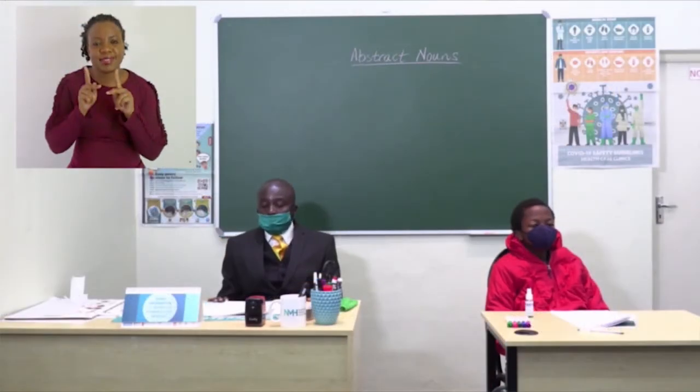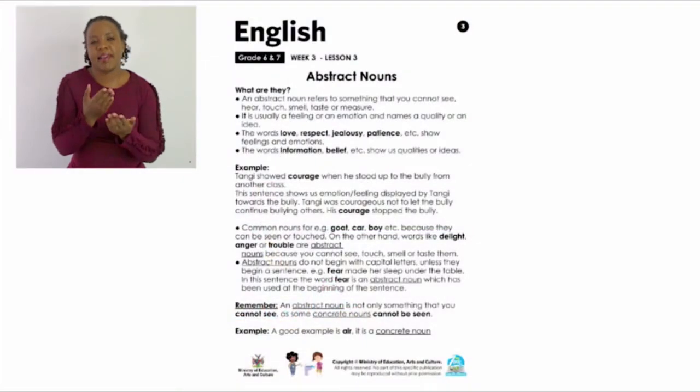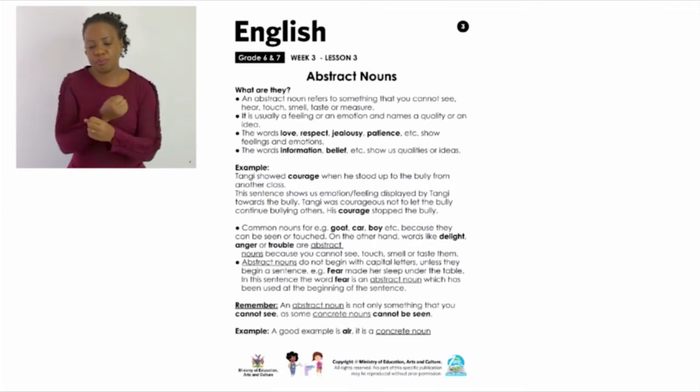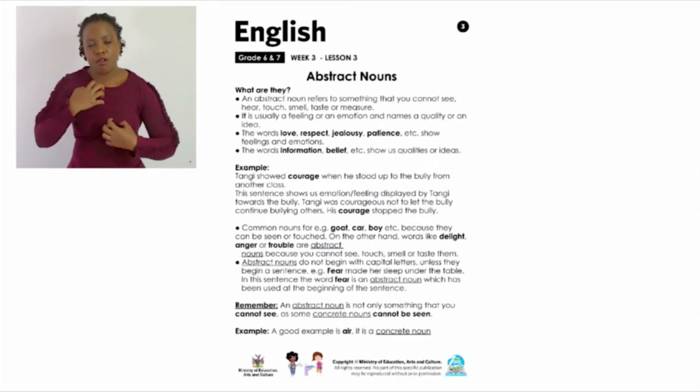Right, let us turn to page 3, where it says abstract nouns. I am going to illustrate a few words on the board. Now, what are abstract nouns? An abstract noun refers to something that you cannot see, hear, touch, smell, taste, or measure. It is usually a feeling or an emotion and names a quality or an idea.